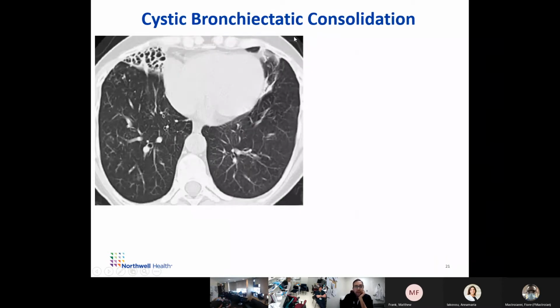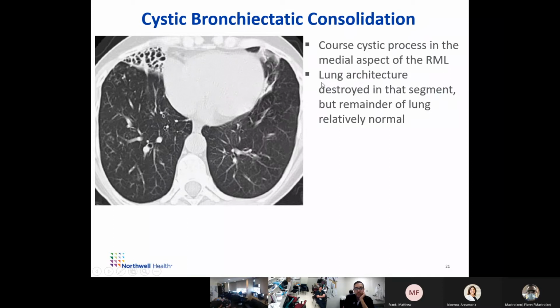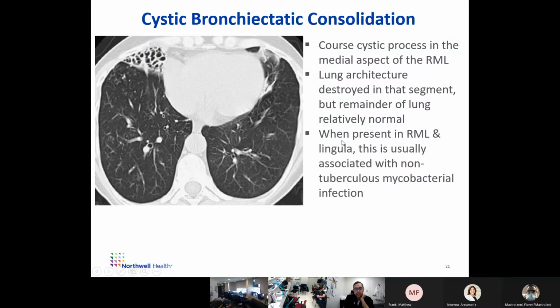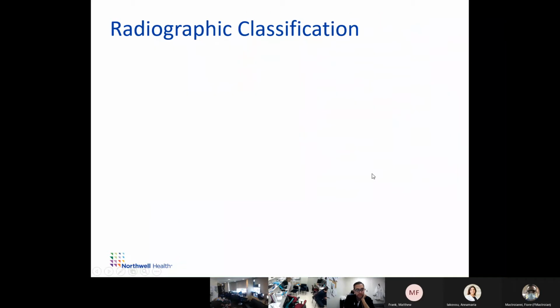Here's another example of a cystic bronchiectatic consolidation. This is the more typical syndrome that you will see more regularly, especially if you rotate with Dr. Steinberg or Dr. Singas. I know they see a lot of these chronic non-tuberculous mycobacterial patients, and you see this coarse cystic process. You see it in the middle lobe and the lingula. Here you can see it very classically in the right middle lobe, and the adjacent lung architecture is destroyed, although the remainder of the lung is relatively normal. When you see this in the right middle lobe and the lingula, this is classically associated with MAC lung disease or other non-tuberculous mycobacterial lung disease.